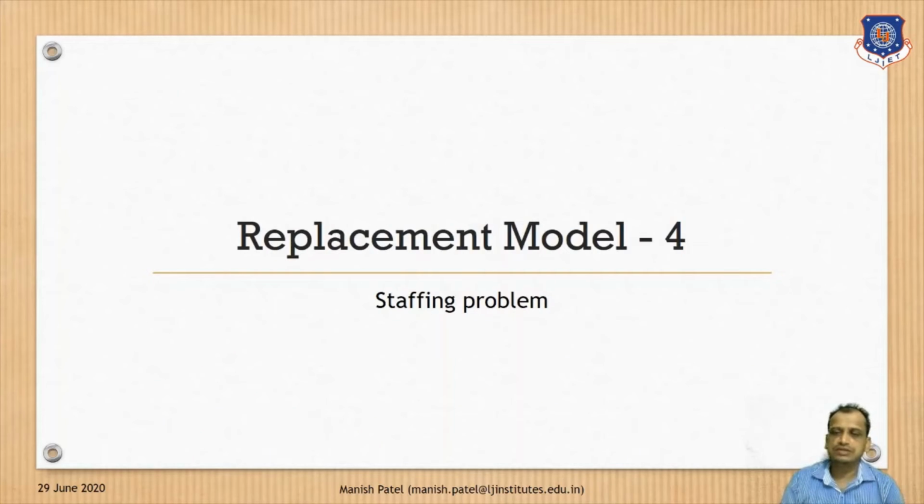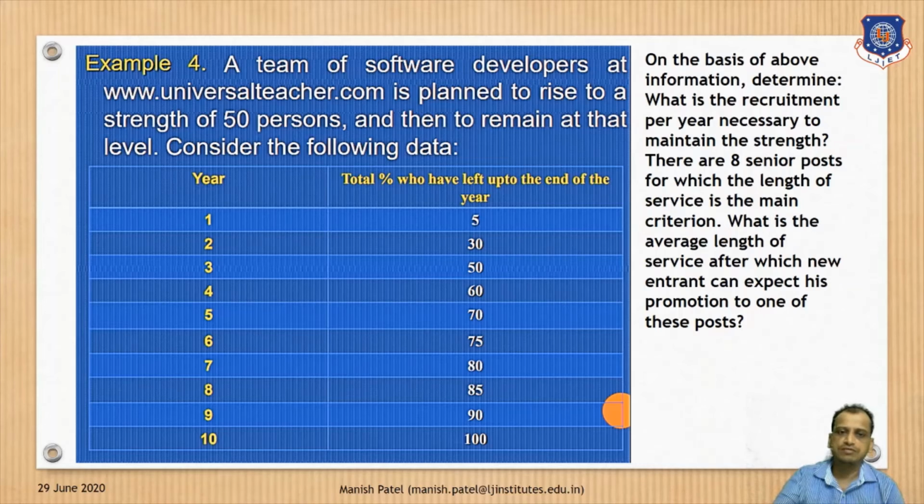Now let's start with the staffing problem. It is one of the recruitment problems you can solve with the help of replacement theory. Here the team of software developers at this website Universal Teacher is planning to rise to a strength of 50 people, right? And they remain at that strength with the following data. Now the data is given at the end of 1 year, right? How many people will have been left up to the end? 5%. Second year 30, third year 50.